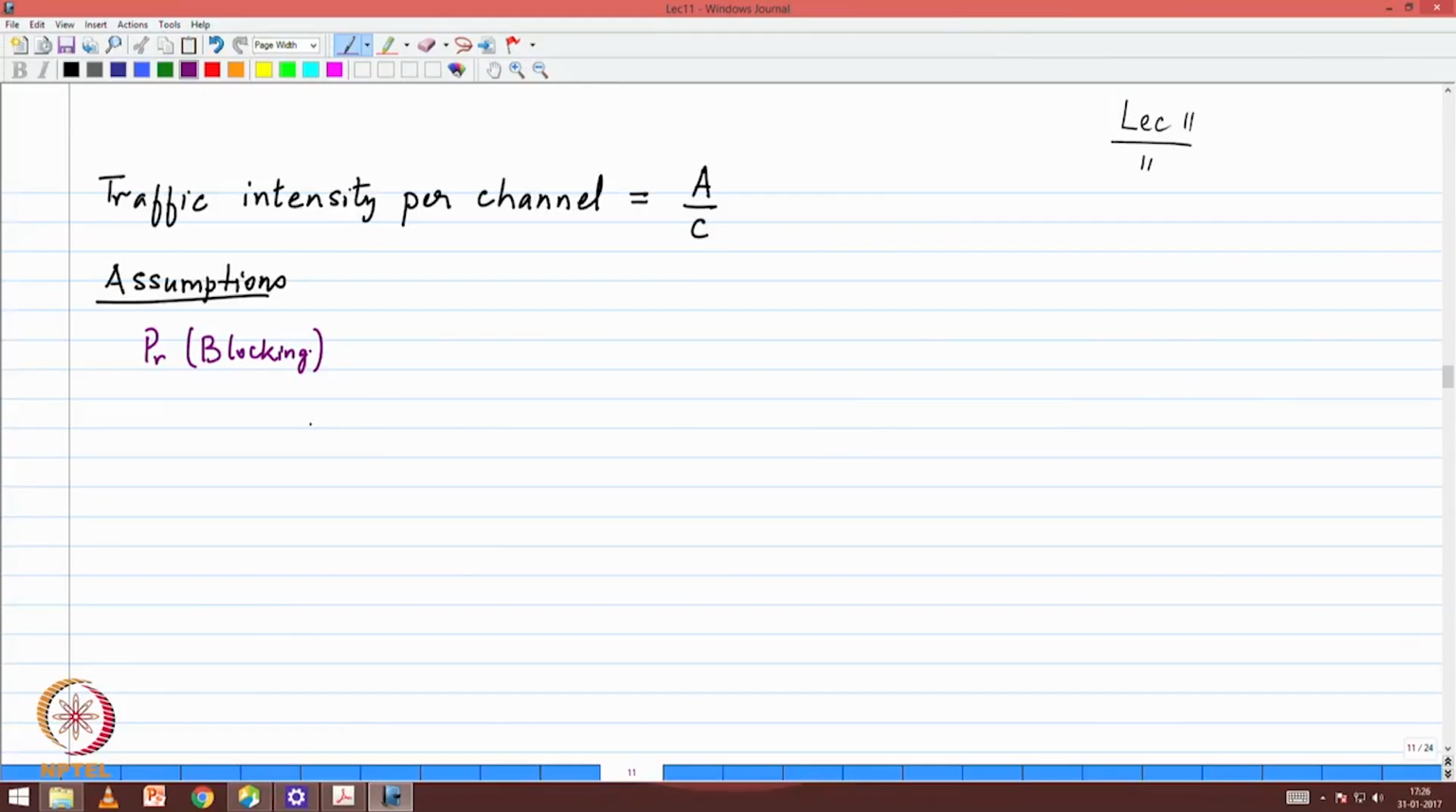Now, this probability assumption is based on a certain mechanism of arrivals. Basically, he said that we will assume that the rate at which the calls are coming in is memoryless. So, memoryless arrivals.